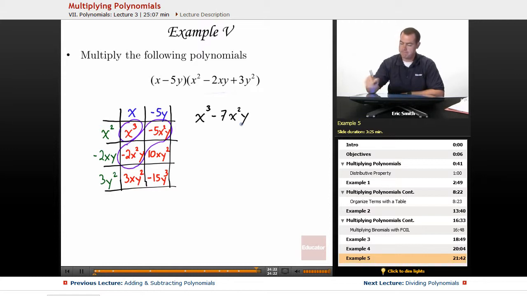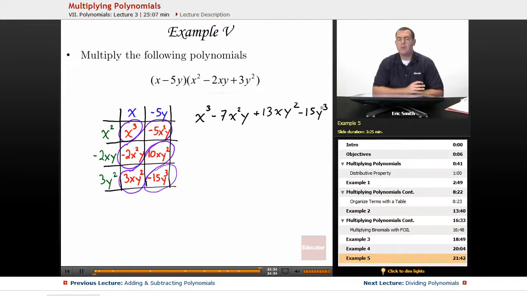Okay, not bad. Continuing on. I have an xy squared. I have two of those, so let's put them together. So we'll take this one and we will take that one. So 10 plus 3, that would be 13 xy squared. All right, that takes care of those terms. And one more, minus 15y cubed. We'll put it on the end, minus 15y cubed. So now I have the entire polynomial.